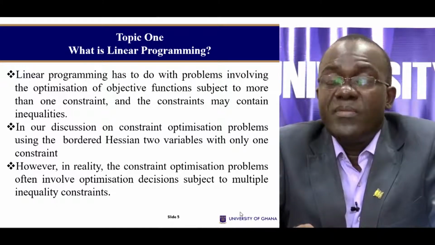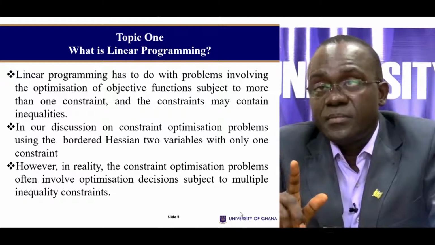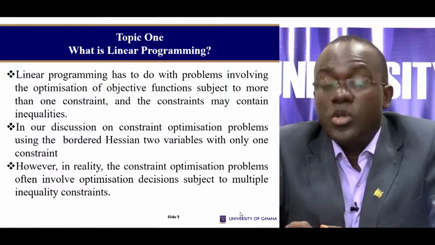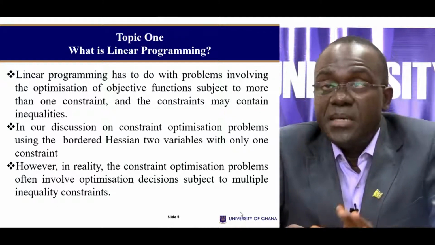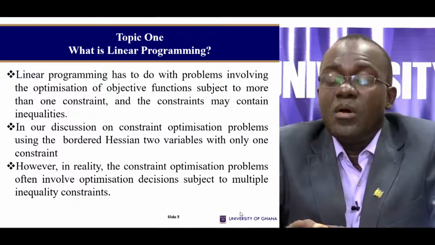Now, in many cases, we considered a situation where we have only one constraint function. So it was quite easy. Set out a Lagrangian function and off you go. But we are now adding on.